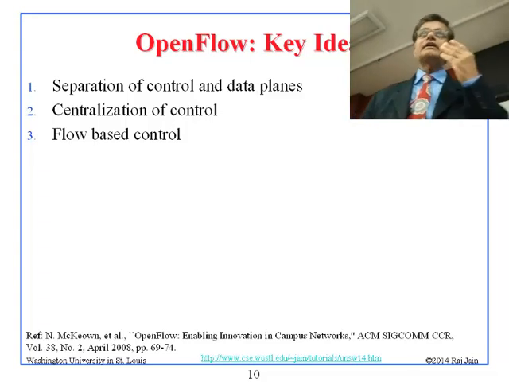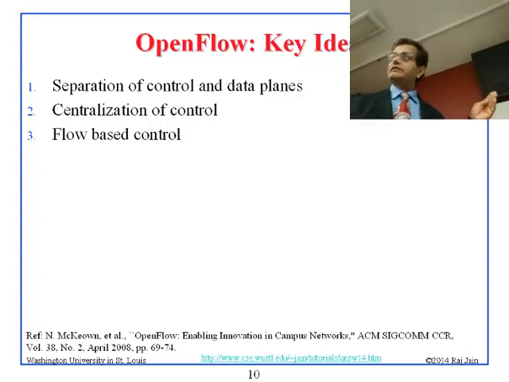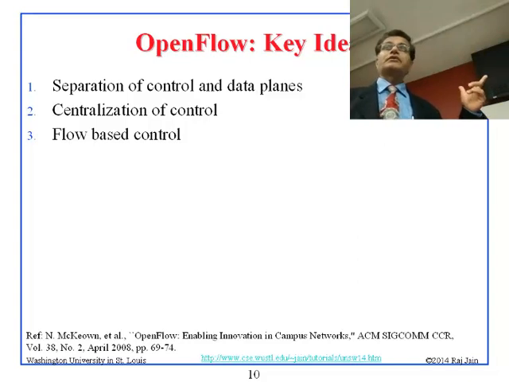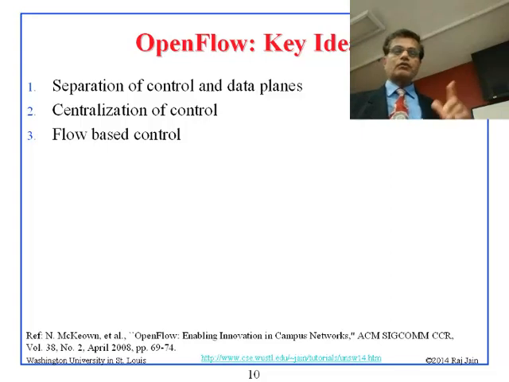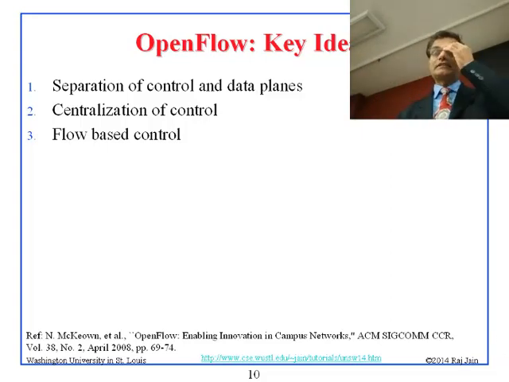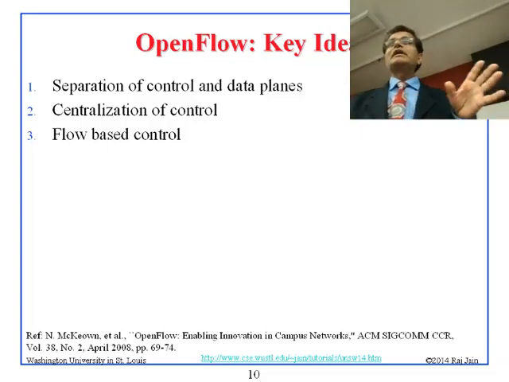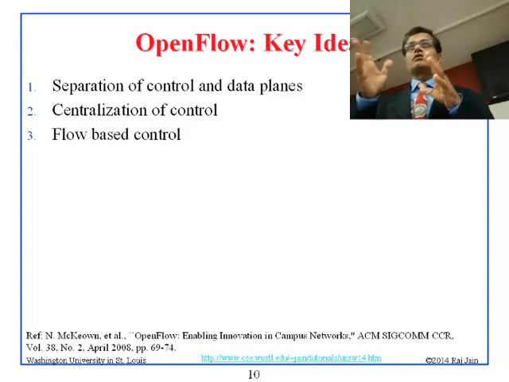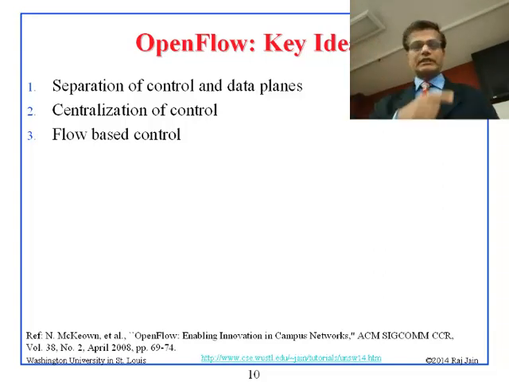And so they came up with this protocol, OpenFlow, which I'm going to talk about. And they said there are three things we need to do. First is separate the control plane from data plane. Second thing is centralize the control plane. And third thing is that we should have the control information only flow based, and I will explain that in a minute. So that will be clear in a minute.